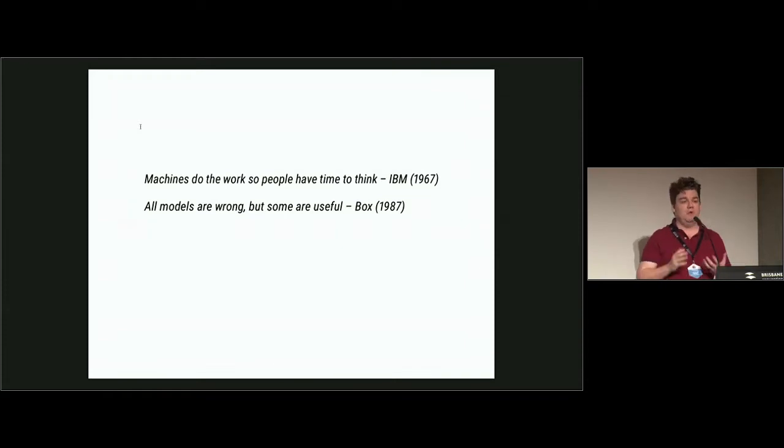These are the two quotes that motivate absolutely every learning activity within SEB 113. Machines do the work so people have time to think, from IBM's paper explosion ad of 1967, and all models are wrong but some are useful by George Box, and it's really hard to figure out the exact year that the exact wording appears in, but this is from 1987. So it's a model-based exploration of mathematical and statistical models of scientific phenomenon in such a way that the students are not stuck doing hand calculations of F statistics.